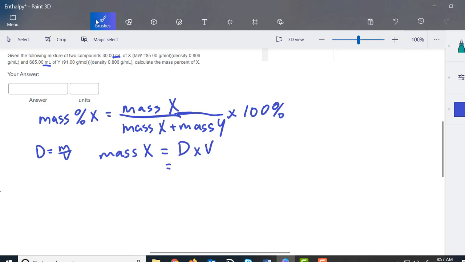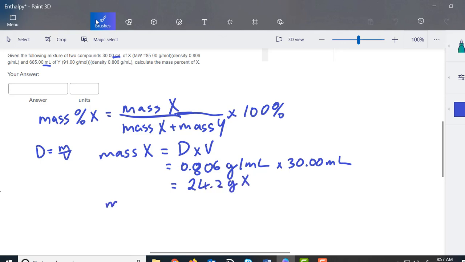You have a density of X of 0.806 grams per mil, multiplied by the volume, which is 30.00 mils. Accounting for significant figures, we're going to come up with 24.2 grams for the mass of X.